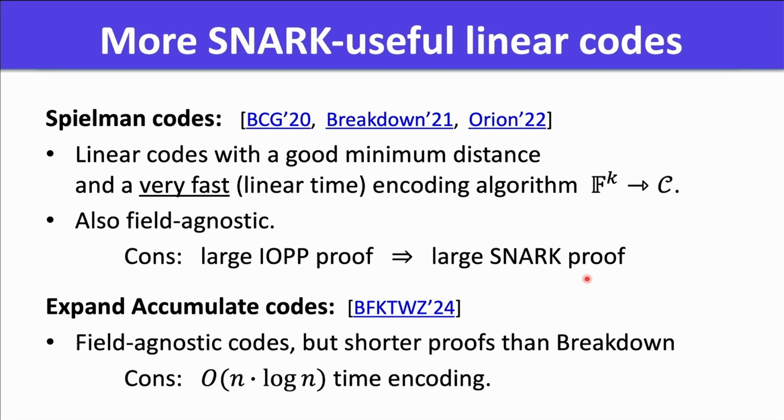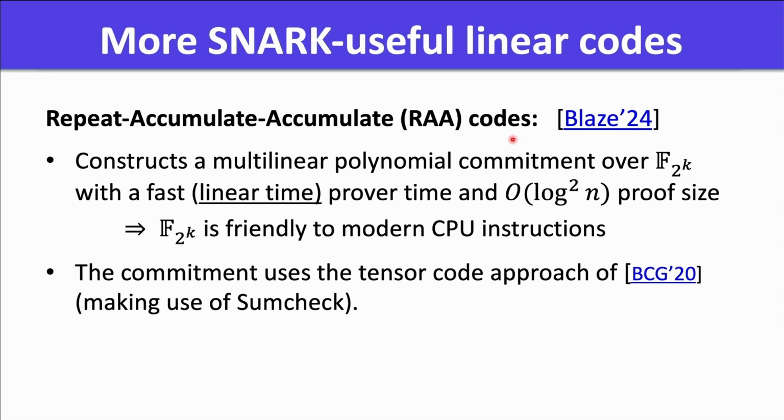And then there have been a couple of works trying to improve it. For example, there's a work building on what are called expand and accumulate codes that are also field agnostic but reintroduce the n log n running time. And then there's a very recent work called Blaze based on RAA codes where we obtain a multilinear polynomial commitment. So this is appropriate for compiling multilinear poly-IOPs into SNARKs.